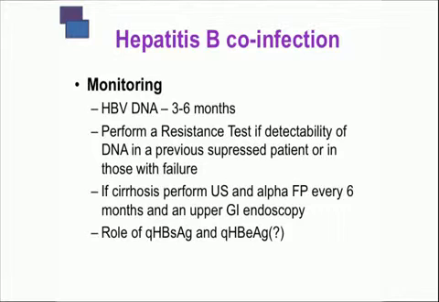In every cirrhotic HBV patient, as was mentioned yesterday, we should perform an ultrasound and an alpha-fetoprotein every 6 months, and also an upper gastrointestinal endoscopy.